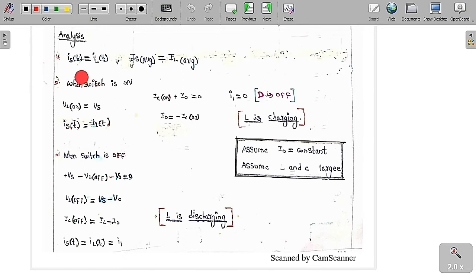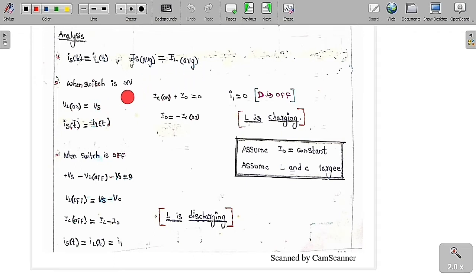I already told you the switch, the source and the inductor are in series. Therefore the source current is always equal to the inductor current, because the source and the inductor are in series. Whatever the source current is, it is always equal to the inductor current for all time. So simply we can say that the source current average value is equal to the inductor current average value.